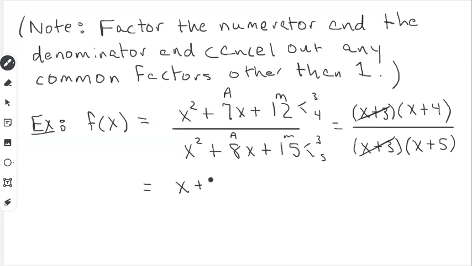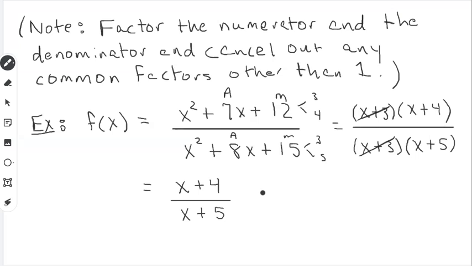Okay, so the top of my fraction is only going to be an x plus 4. And then the bottom of my fraction is only going to be an x plus 5. And of course, the denominator can never be equal to 0. What that means is you can't divide by 0 at the bottom.